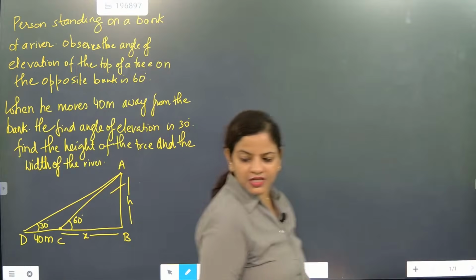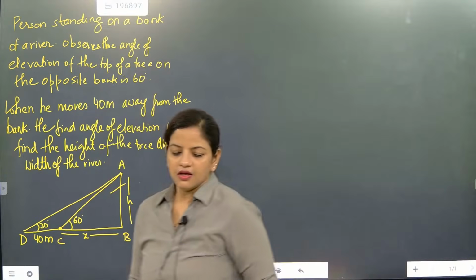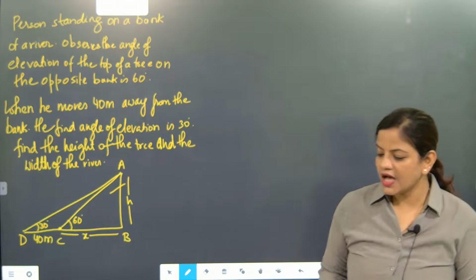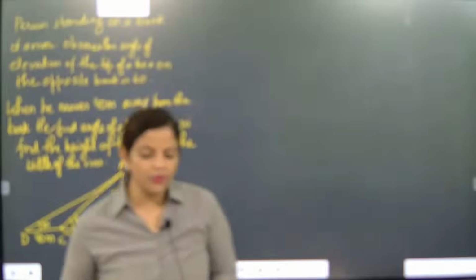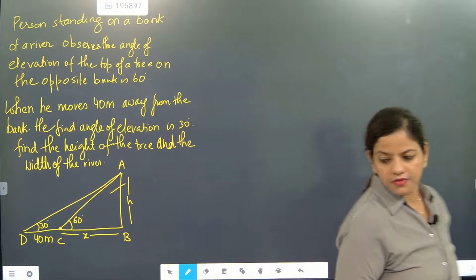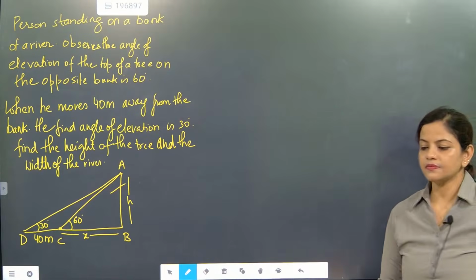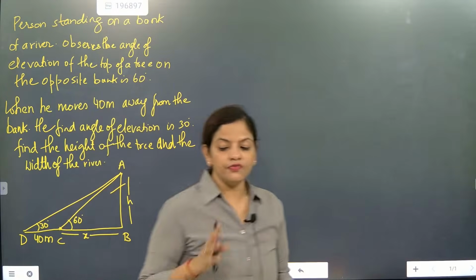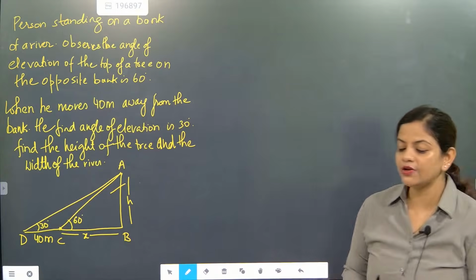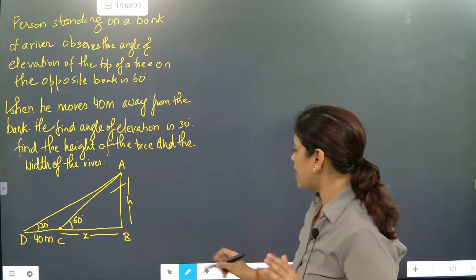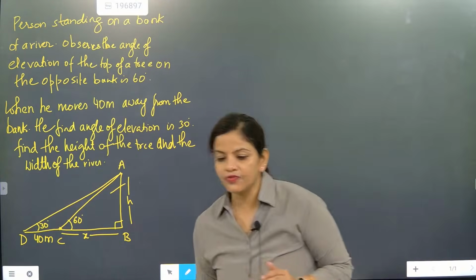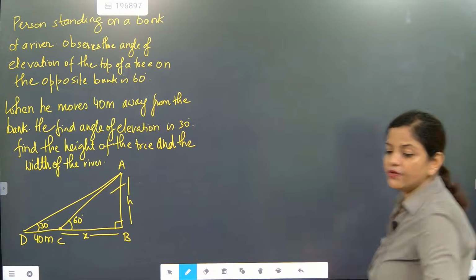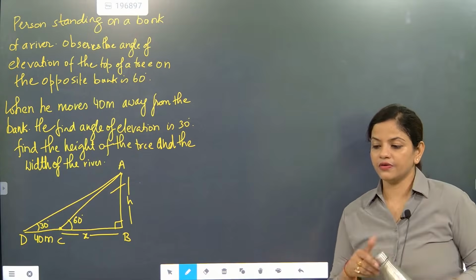Come on, go for it, please. Now it is clear? Okay, beta. So height will be exactly what? What is the height? What is the width? Start solving the question. Try this one out. Height, width, everything. They're asking the height of the tree and the width of the river. Don't miss this question. Come on, go for it.